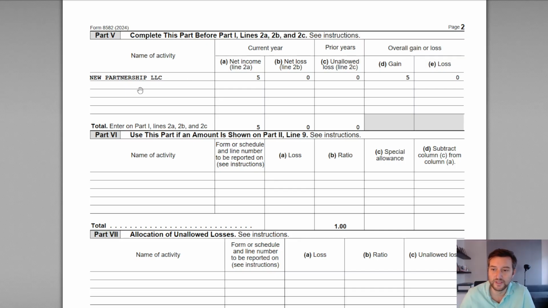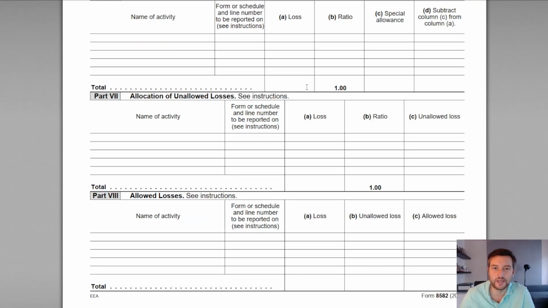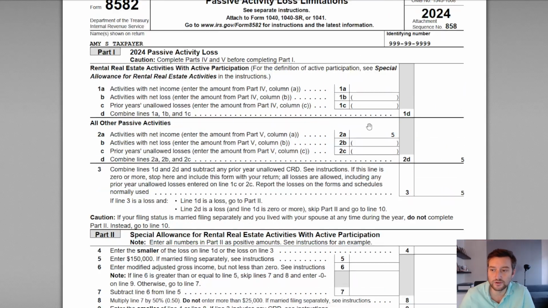All right, so once we have this field completed, you can see here that she doesn't have any other investments in passive activities. So the $5 is ultimately just reported up here in the other passive activity section, line 2A for activities with net income. And there we see the $5 entry. And so this is what's going to be reported up on Schedule E.